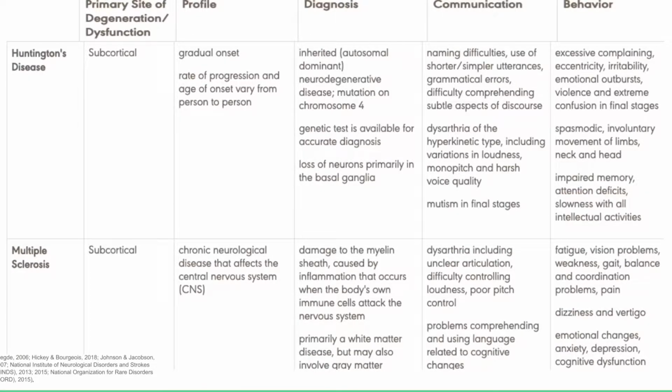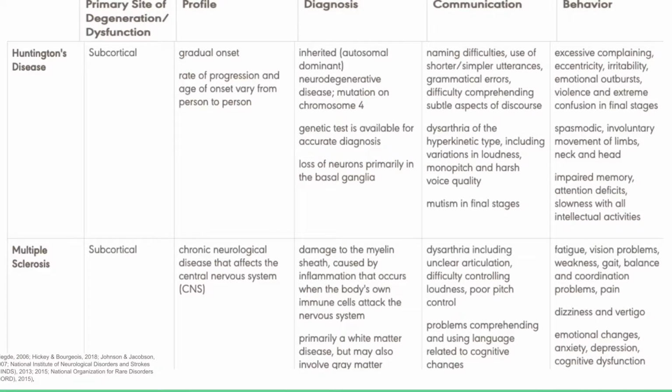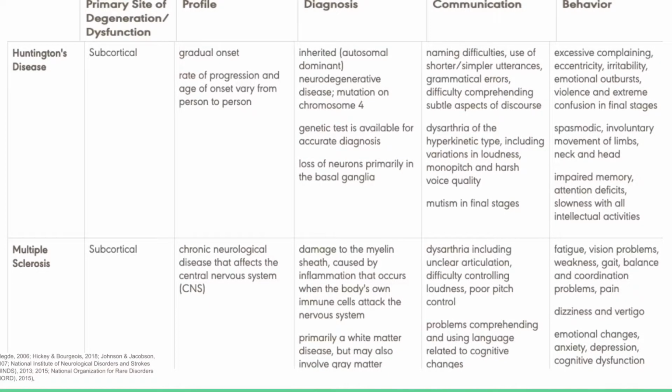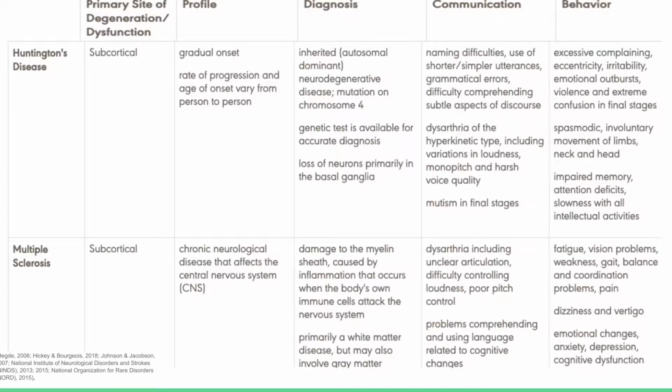In terms of their behavior, individuals with Huntington's disease will present with excessive complaining, they'll become eccentric, irritable, they can have emotional outbursts, violence, and extreme confusion in the final stages. They will have spasmodic movements and involuntary movement of the limbs, neck, and head. Additionally, they can have impaired memory, attention deficits, and slowness with all intellectual activities.